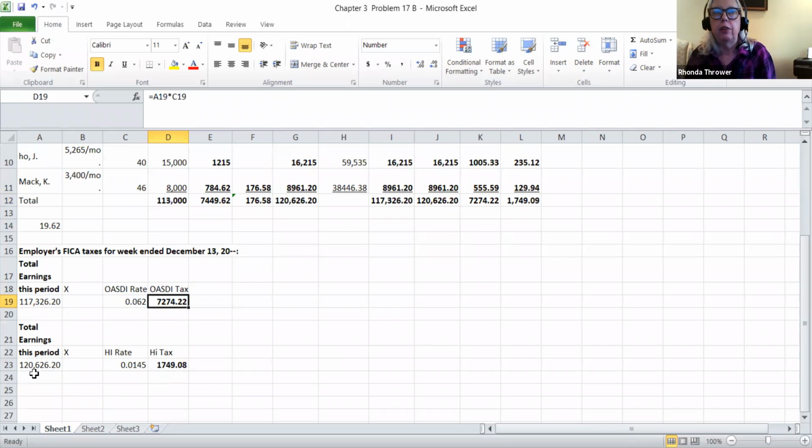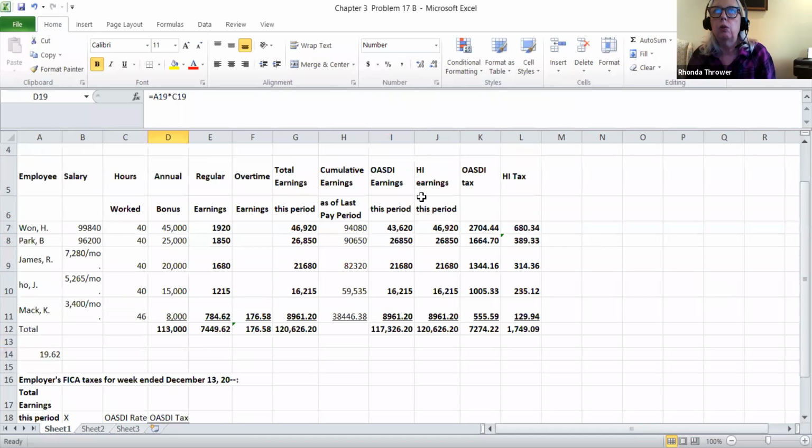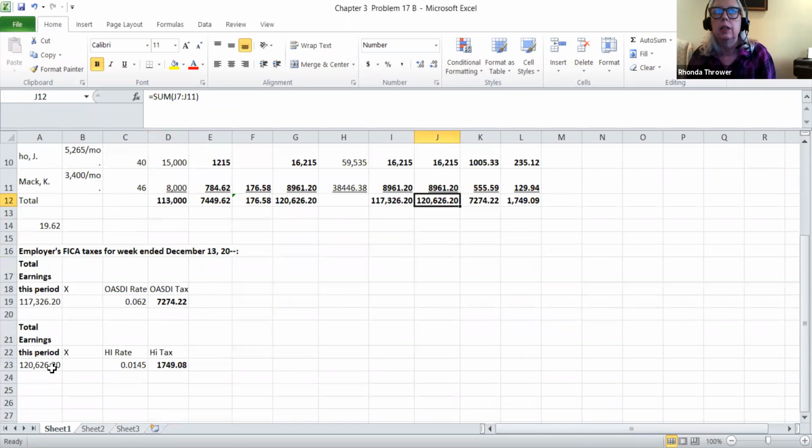For the HI taxes, you're going to take the HI salaries total earnings. HI earnings this period, total amount was $120,626.20. We're going to multiply that by 1.45%, and the HI tax is $1,749.08 for the employer.